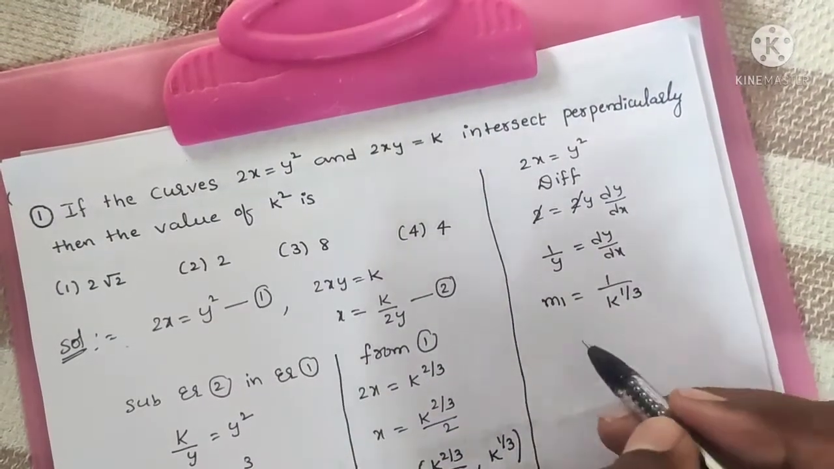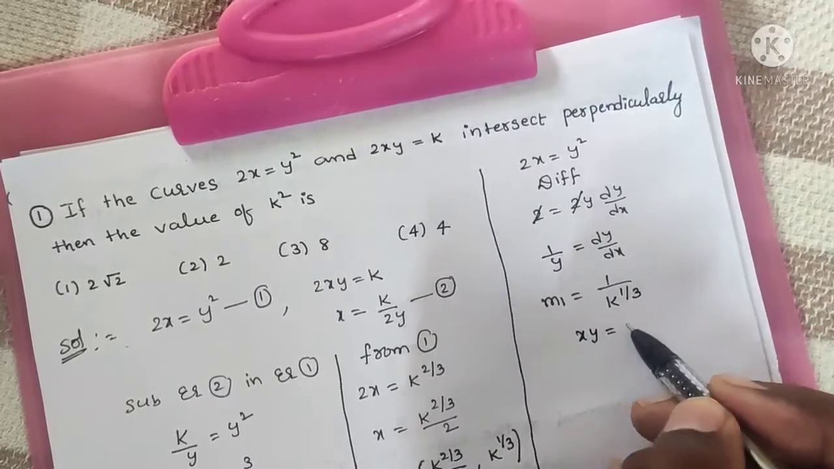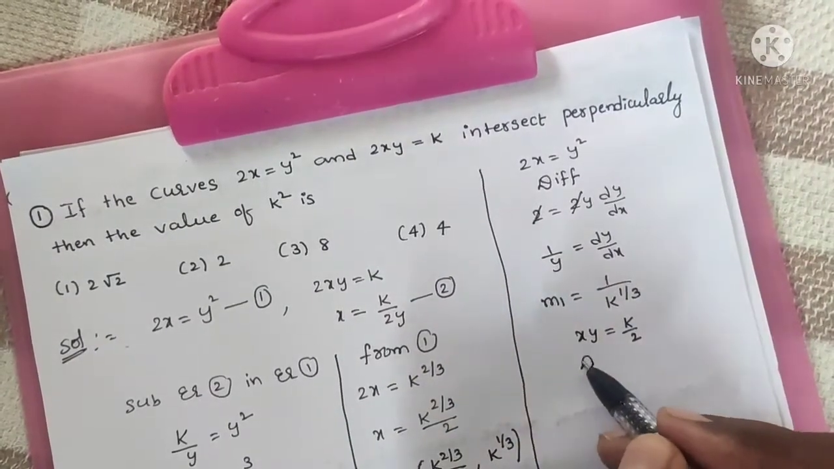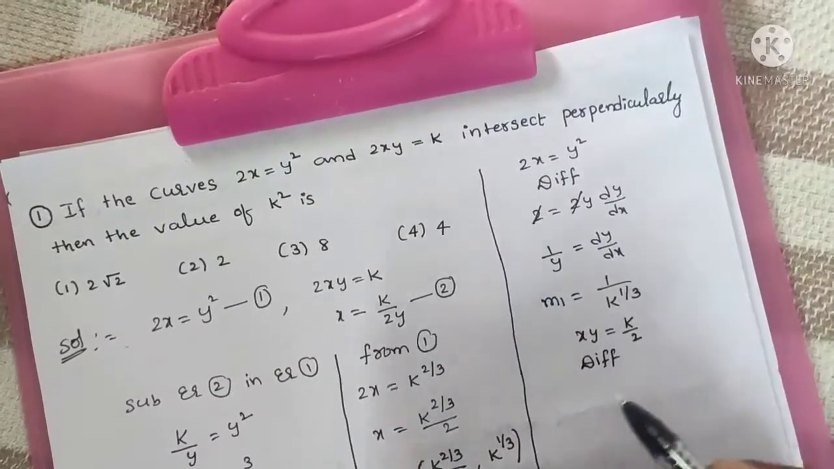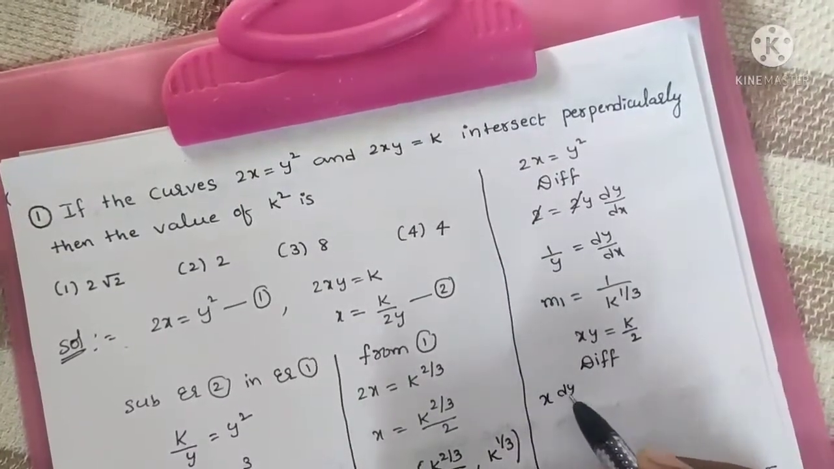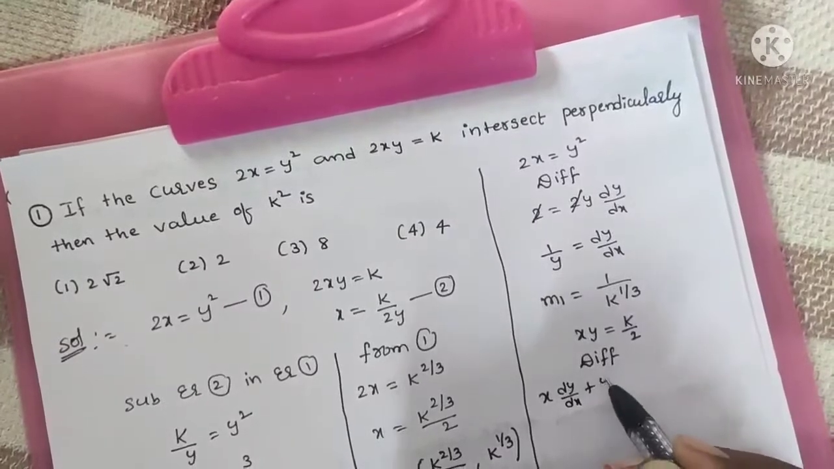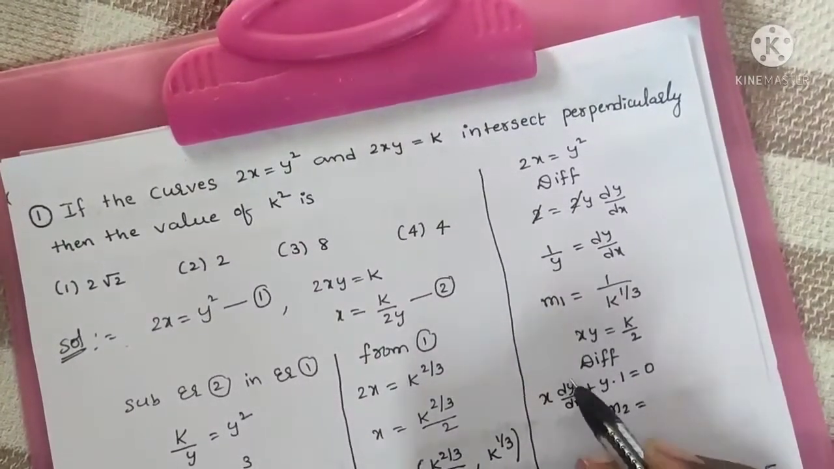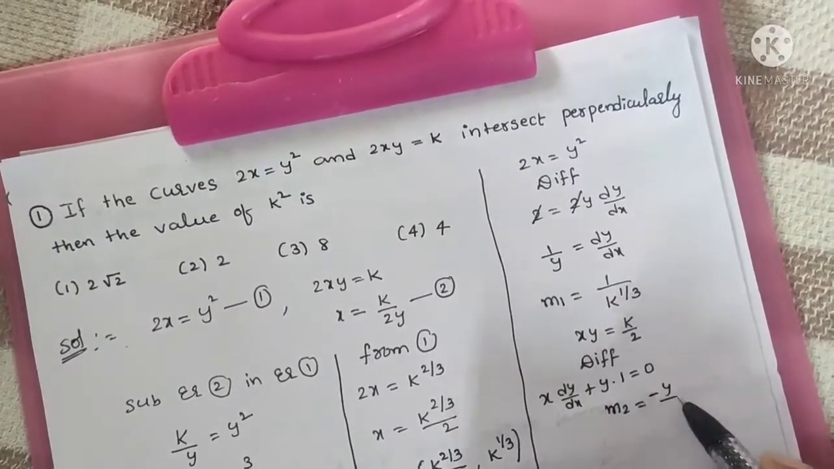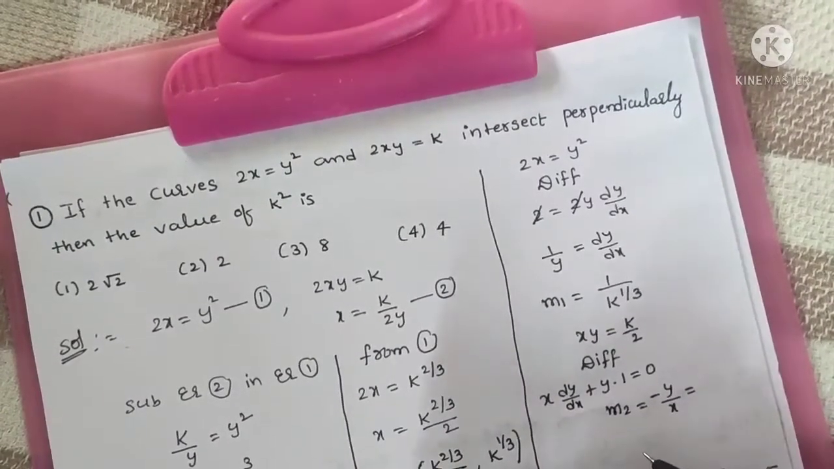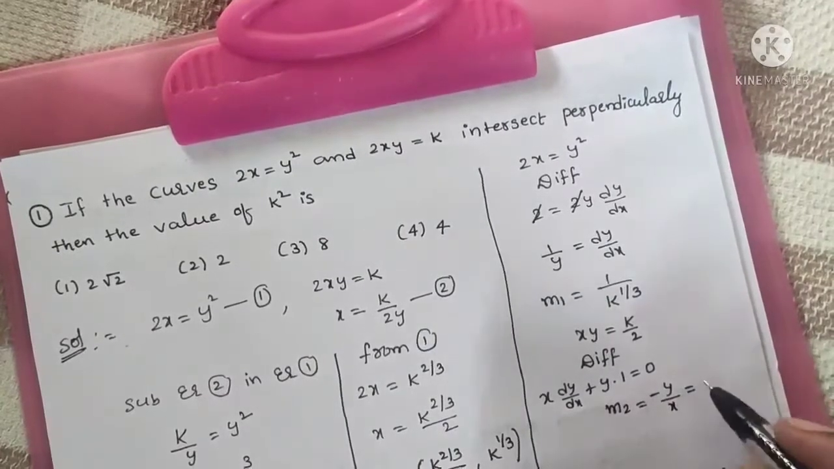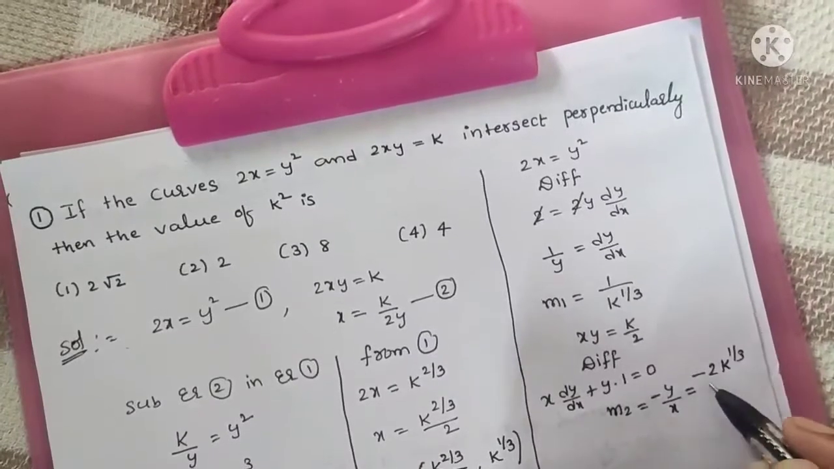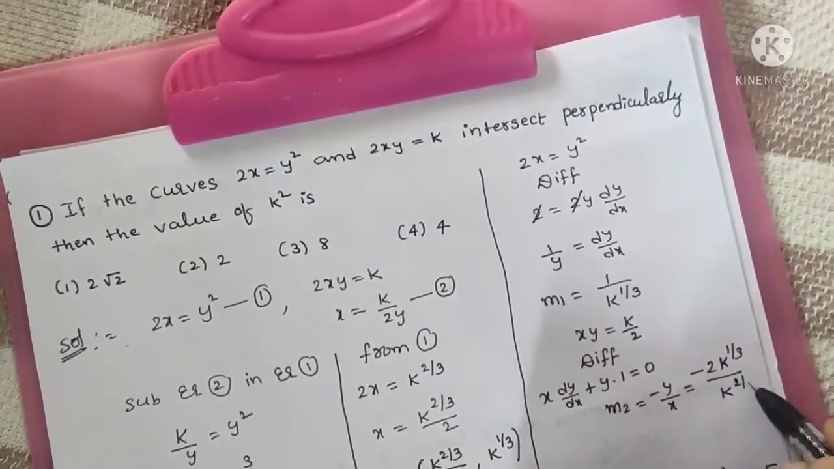Now I will take the second curve, xy is equal to k by 2. Differentiate. Here two functions are there, apply the UV formula: x into the derivative of y, dy by dx, plus y into the derivative of x, 1, is equal to 0. From this m2, meaning dy by dx, is equal to minus y by x. If you simplify, minus y by x is minus 2 k power 1 by 3 by k power 2 by 3.